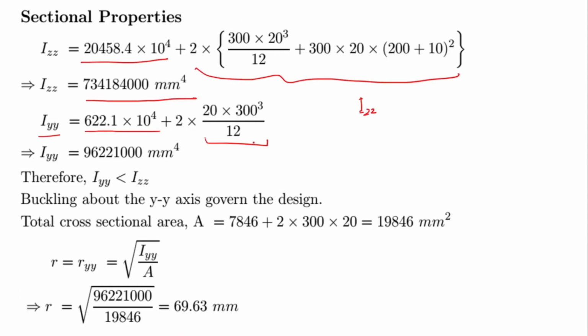So finally the total moment of inertia of the whole cross section about YY will be 96,221,000 mm to the power 4. So therefore we have seen here that moment of inertia about YY axis is less than moment of inertia of the ZZ axis for the whole cross section. Therefore buckling about the YY axis governs the design.